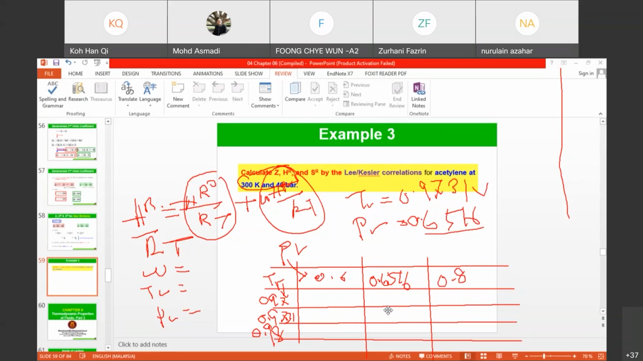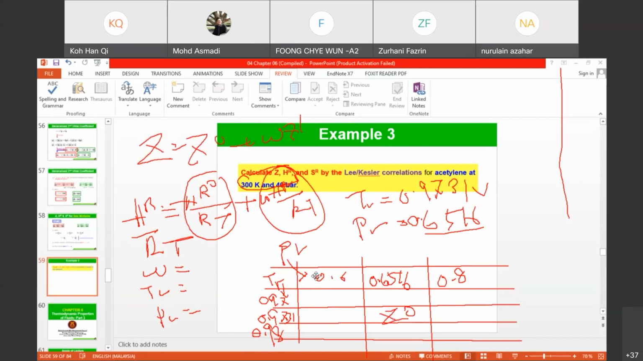This one is Z naught. This one you have to determine Z naught first. Sorry, this one is to determine the Z naught. So this one is for Z naught. Z equal to Z naught, because you have to determine Z first, right? Plus omega Z prime. So this is Z naught.